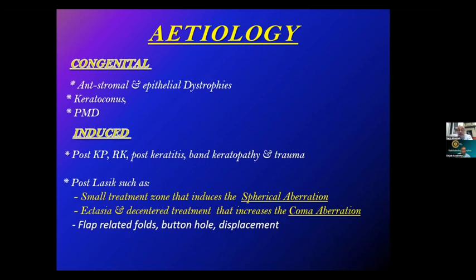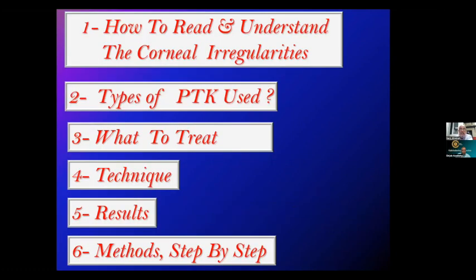If we do a small treatment zone, we end up with spherical aberration. And if we have ectasia or a decentered treatment, we end up with coma aberrations. There are other aberrations related to the flap, maybe flap folds, buttonholes, displacement of the flap. All these aberrations can be corrected by PTK. We have to understand first, and then what type of PTK, and what to treat, and the technique of treatment, what about results, and in the end I will give you the method, step by step, how to treat it.